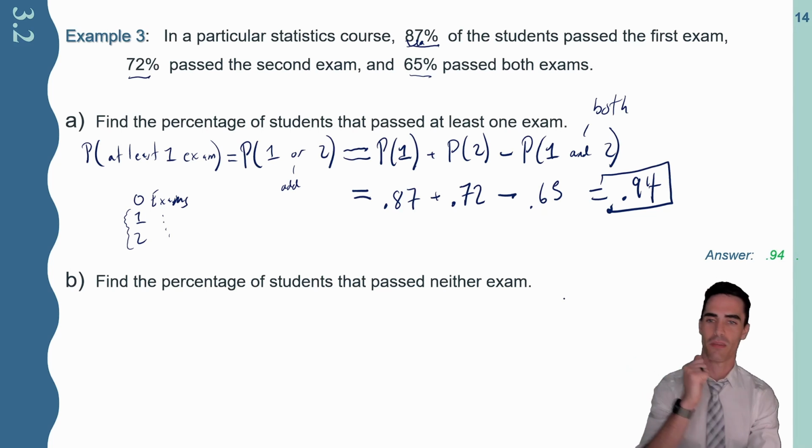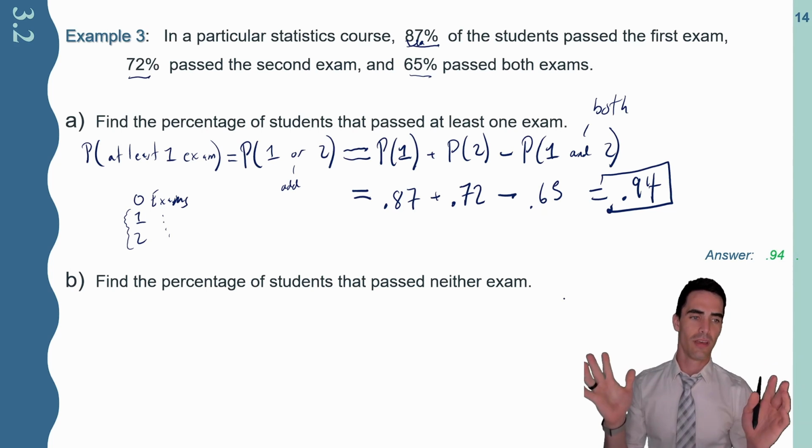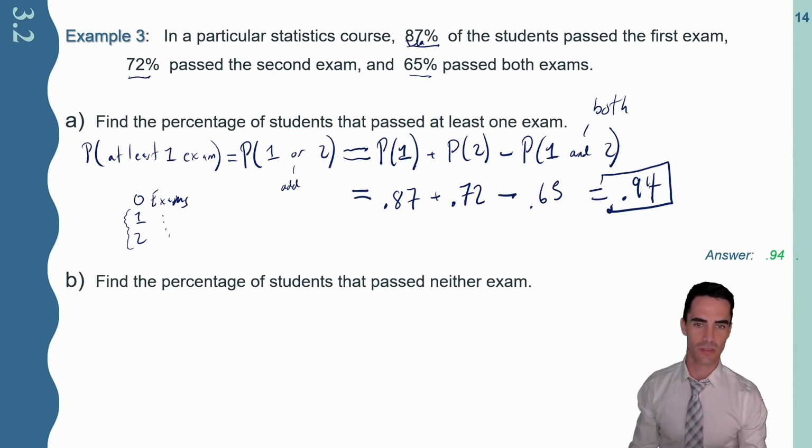It's like, come on, they did something. They passed the first one. They might have passed the second one. They might have passed both. Anything goes here, right? These are the students that are doing something.